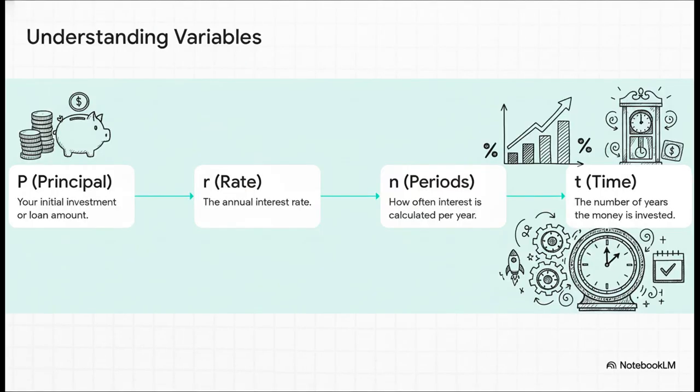Let's really dig into these. P, the principal. That's your starting capital, right? Your initial bet. R, the rate, is basically the price of time. It's what you get paid for waiting or what you have to pay for borrowing. Now, T, time. Time is your most powerful ally here. It's the runway that lets that compounding snowball really pick up speed. And then there's N, the number of compounding periods. N is kind of the secret accelerator. Let me show you exactly what I mean.